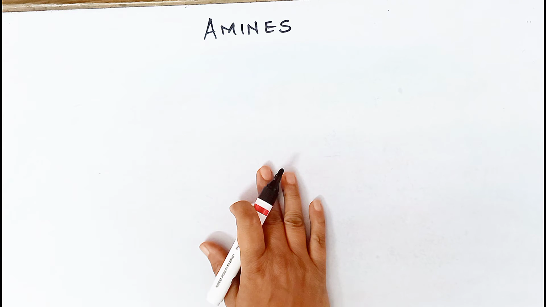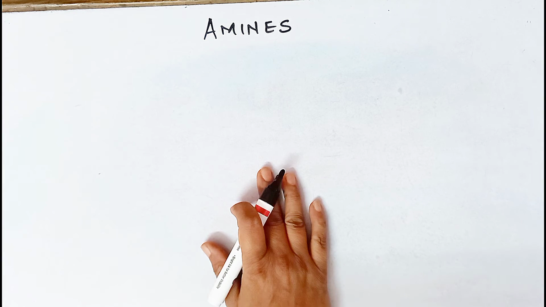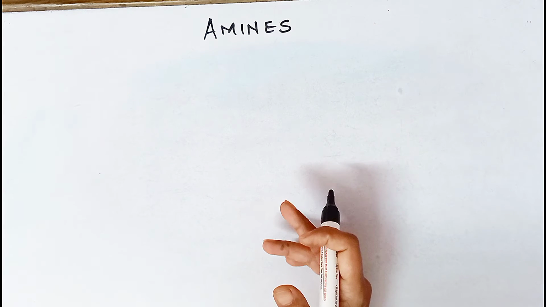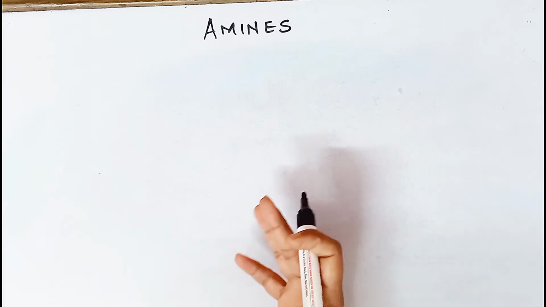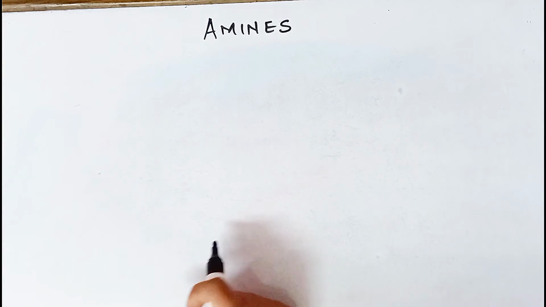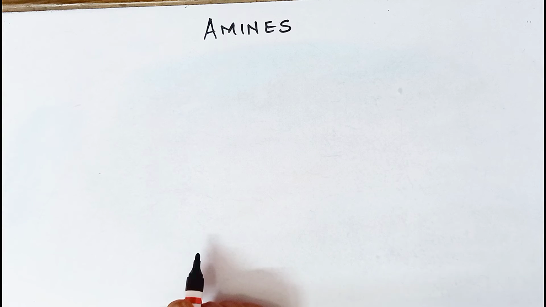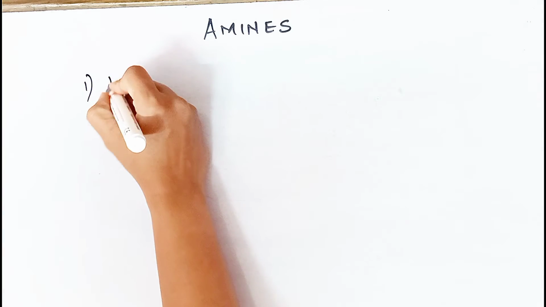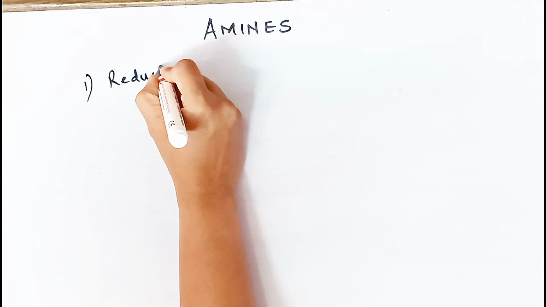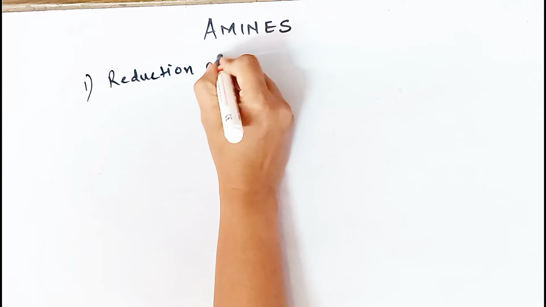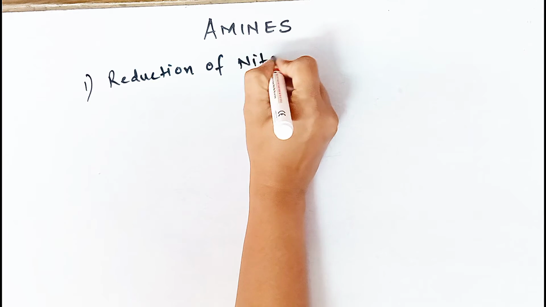Hello children, today we are going to talk about the preparation of amines, which is our next topic. In our previous video we had discussed what are amines, what is their structure, why does the bond angle deviate, and what is the way in which we can give the nomenclature to amines. Let's talk about how to prepare amines. The first method of preparation of amines is reduction of nitro compounds.